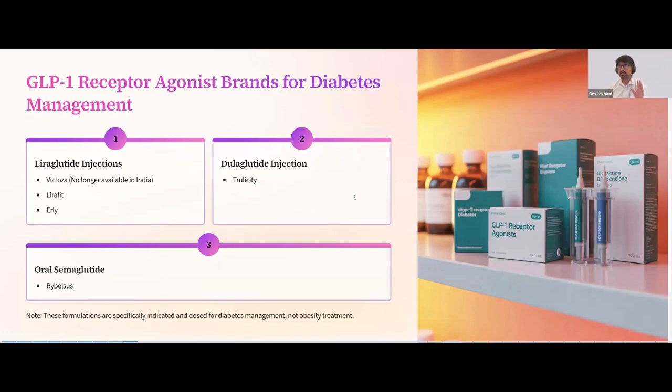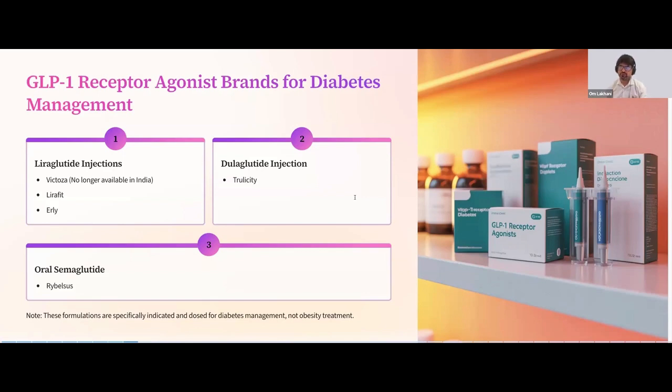And as of now, you can classify GLP-1s that are available in India in two categories. One, which are approved and being used for diabetes management, but which also lead to weight loss. The second class, which is predominantly for weight loss, but can also be used in diabetes. So that's the kind of a broad spectrum where you can look at.